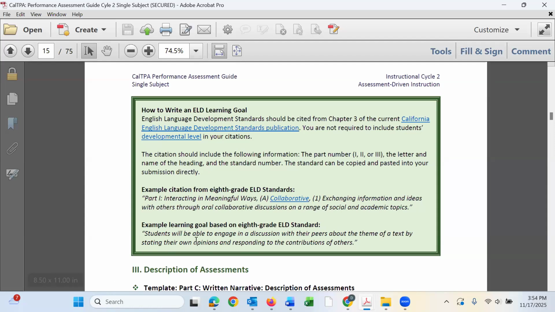A sample learning goal for 8th grade. Students will be able to engage in a discussion with their peers about the theme of a text by stating their own opinions and responding to the contributions of others. All right.